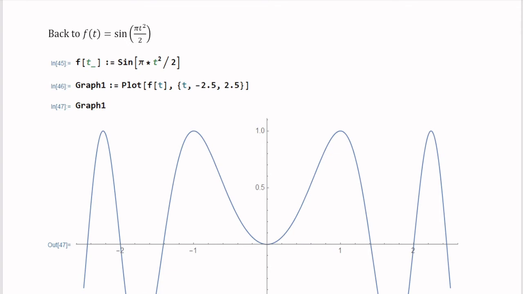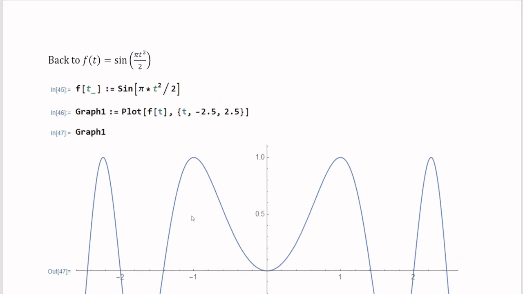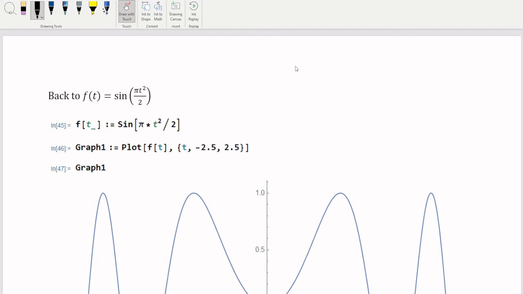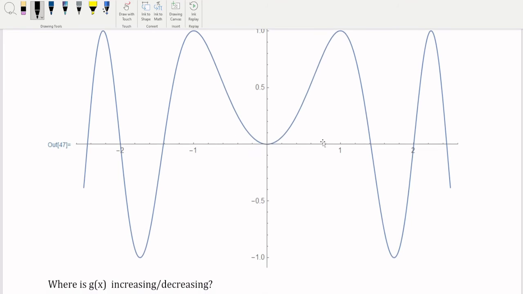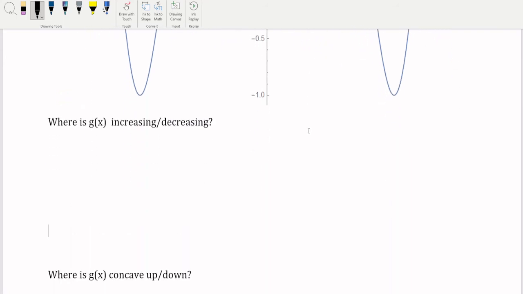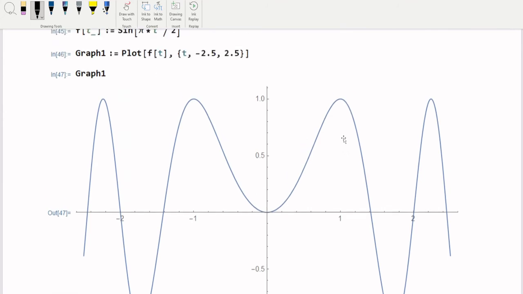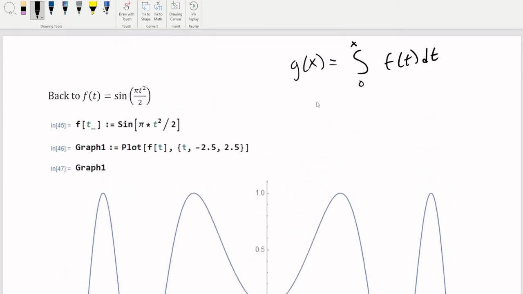Okay, so let's go back to our example of sine pi t squared over 2. Remember how we had set this up before. We have a function g of x, which was the integral from 0 to x of f of t dt, where f is this function, which is graphed below. And so we might want to ask the question, based on this, where's g going up? When's it going down? When's it concave up? When's it concave down?